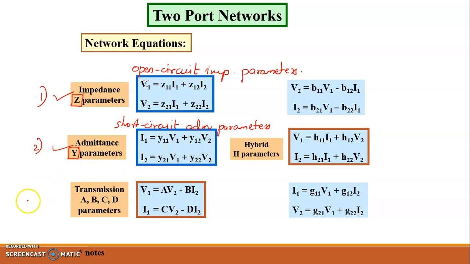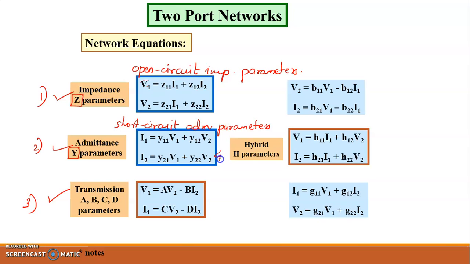The third set of parameters is known as the transmission parameters, or ABCD parameters. The actual name is transmission parameter; in short, we can call it ABCD parameter. Here the input voltage and input current, V1 and I1, are represented in terms of the output voltage and output current, V2 and I2. The input quantities are represented in terms of output quantities.